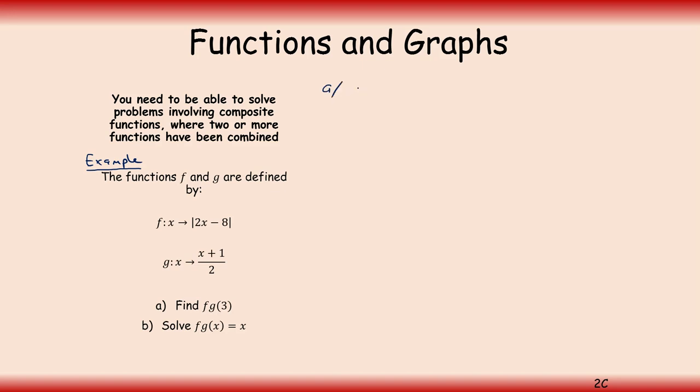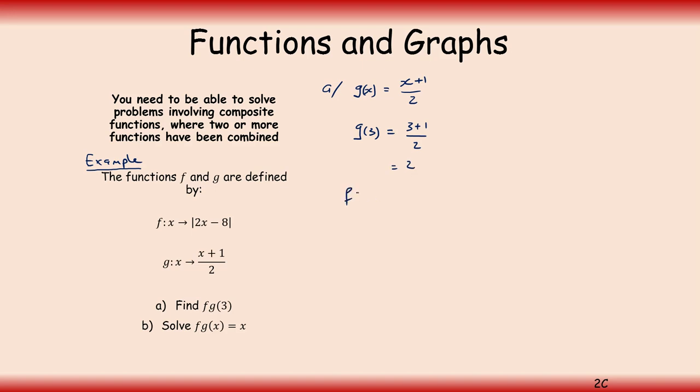Now g of x is given by, we can just write it as is equal to, it's a different notation, they use the arrow, but I feel quite happy writing this. So x add 1 over 2, as opposed to using this notation the whole way through. Now that means that g of 3 is going to be equal to 3 add 1 divided by 2, which is 4 over 2, which is 2.